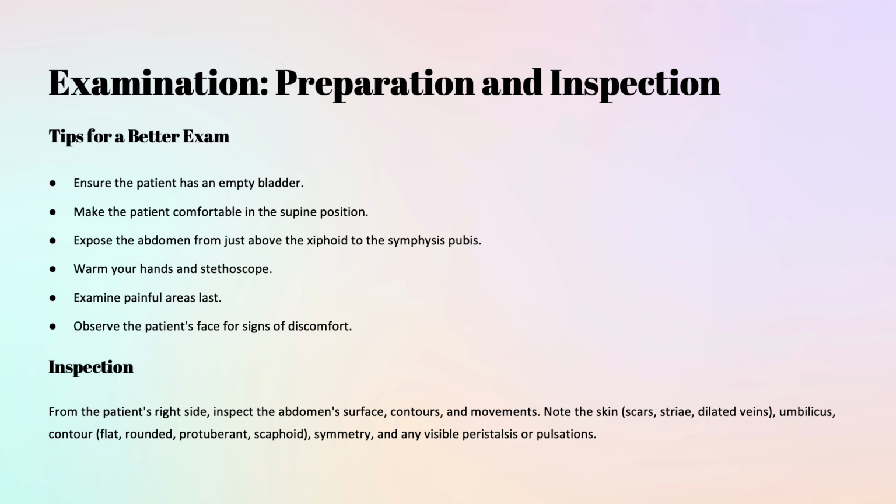Scaphoid means boat-like, meaning the patient is very thin, for example, right? There's also a difference between rounded and protuberant. If protuberant, it means that it is bulging unexpectedly compared to the patient's entire habitus. Meaning, for example, if a very thin patient's abdomen is the only thing that's very big, then that could be described as protuberant. Okay. You should also note the symmetry and any visible peristalsis or pulsations.